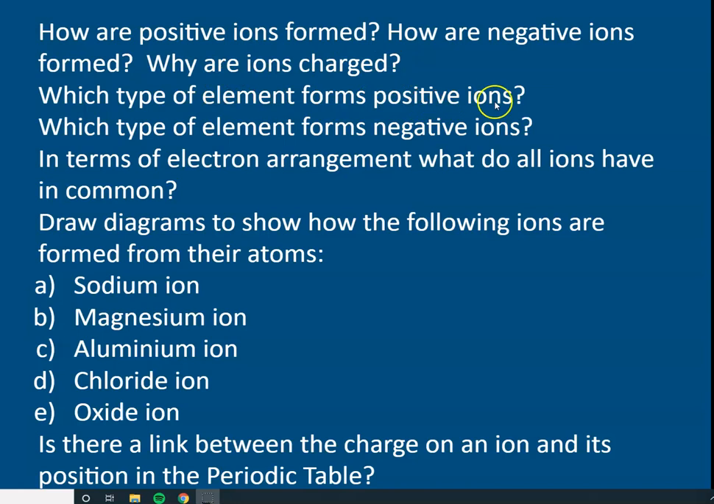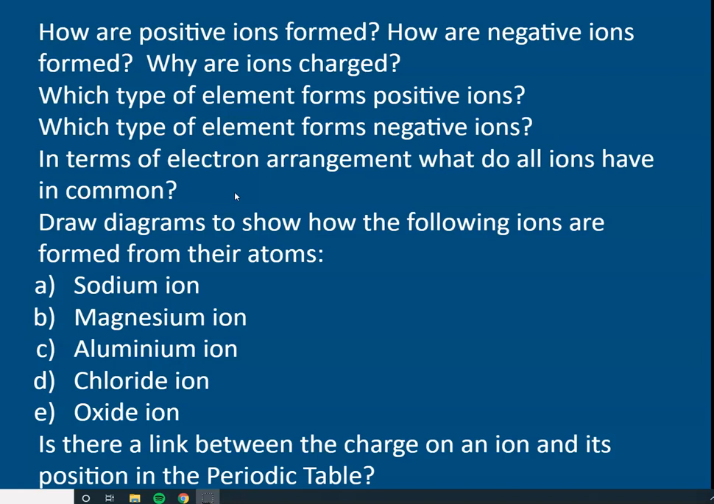Which type of element forms positive ions? Metals, and negative ions are formed by non-metals. In terms of the electron arrangement, all ions have filled outer shells. They have an electron arrangement that's the same as a noble gas.